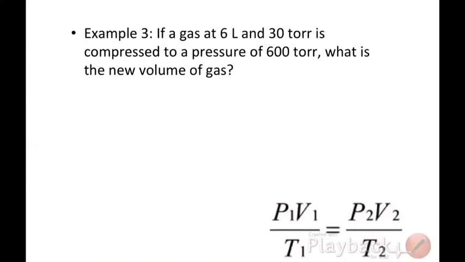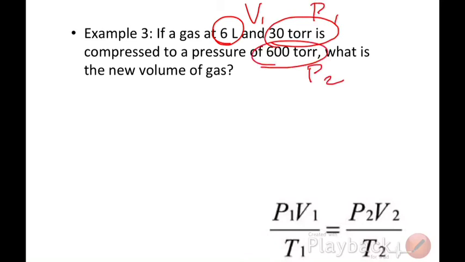Last problem. If a gas at 6 liters and 30 torr is compressed to a pressure of 600 torr, what is the new volume of gas? Okay, we're looking at this problem, and we have liters, volume 1. 30 torr, that's pressure 1. It's compressed to a pressure of 600 torr, pressure 2. What is the new volume of the gas? V2.